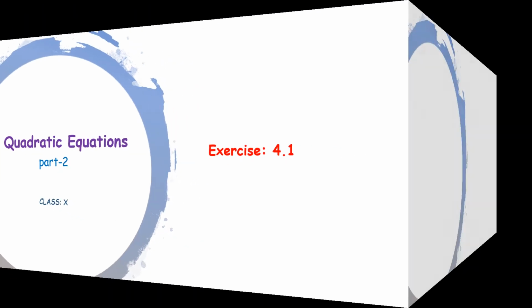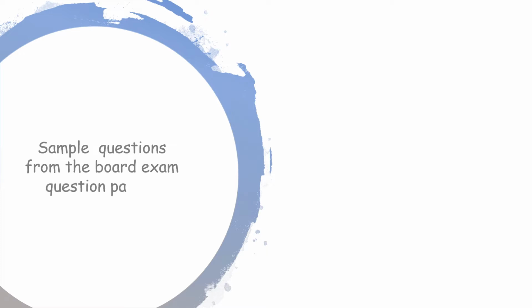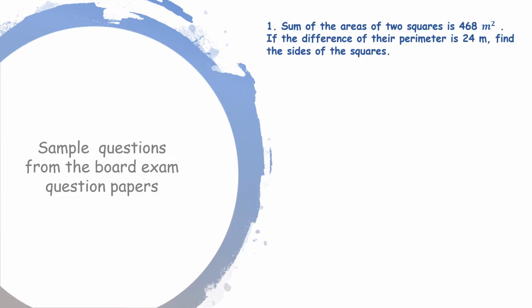Yes. This is your first question. Statements will be given to you, and you have to frame the quadratic equations. Some sample questions I have taken from board exam question papers. Your first question: the sum of the areas of two squares is 468 meter square. If the difference of their perimeter is 24 meter, find the sides of the squares, okay?